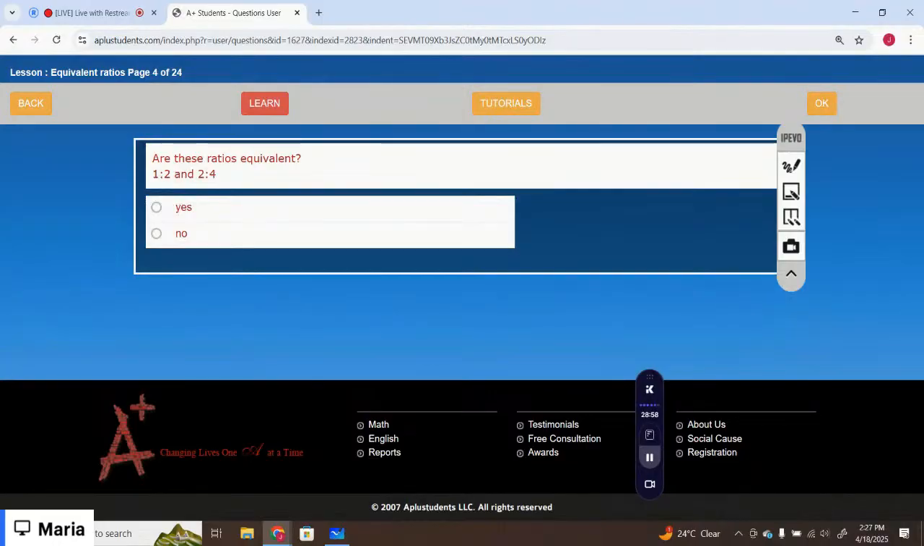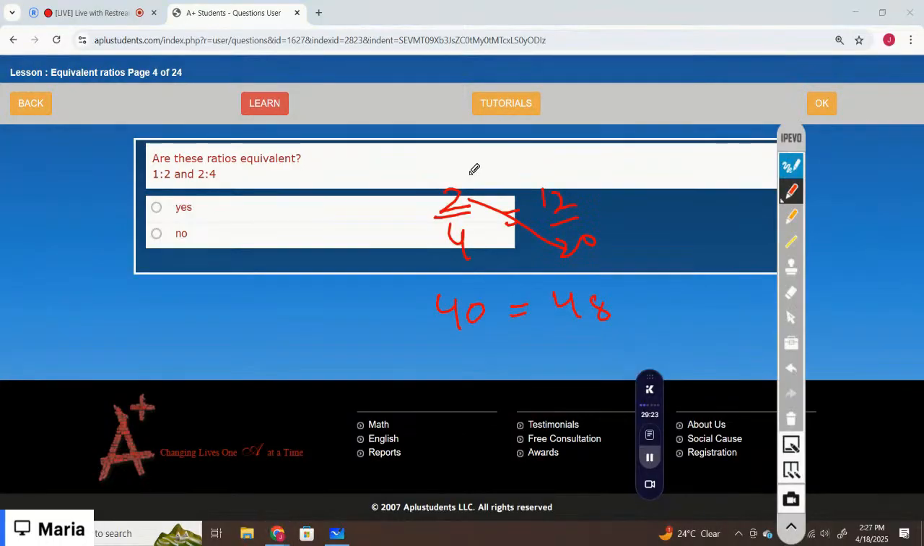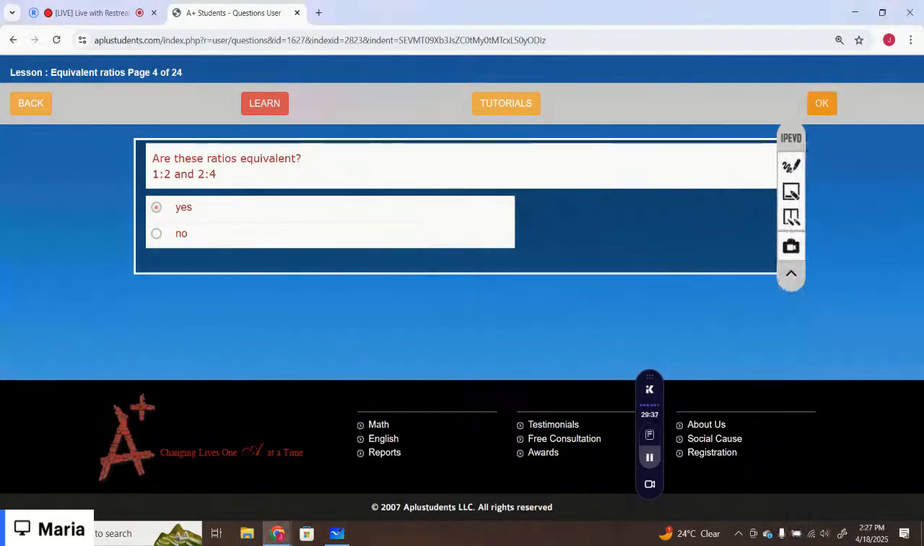Are these ratios equivalent? 1 ratio 2 to 2 ratio 4. One to 2 and 2 to 4. So 4 times 1 is 4 and 2 times 2 is 4. So yes, the ratios are equivalent. The correct option is yes, they are equivalent.